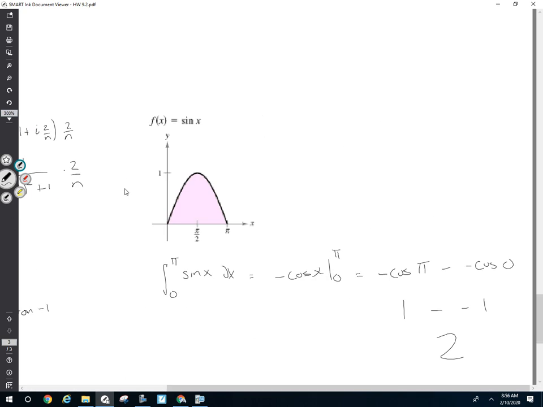And then this guy, it's nice that a is 0. Delta x is pi over n. This is f of, so this would be the sine of i pi over n times pi over n.